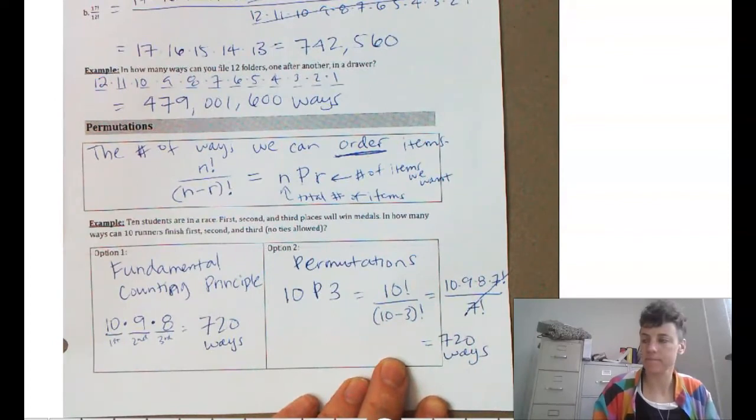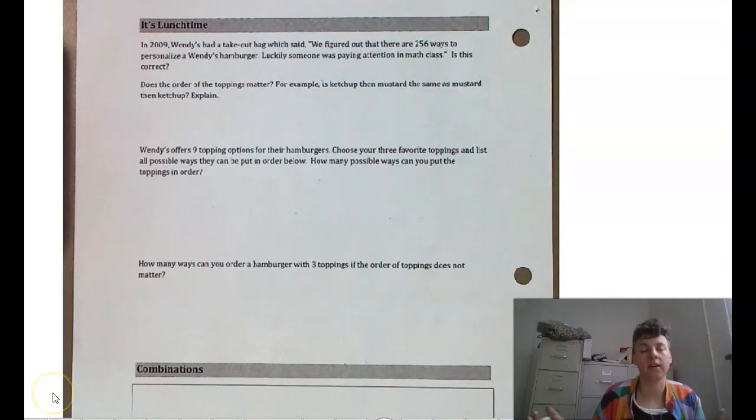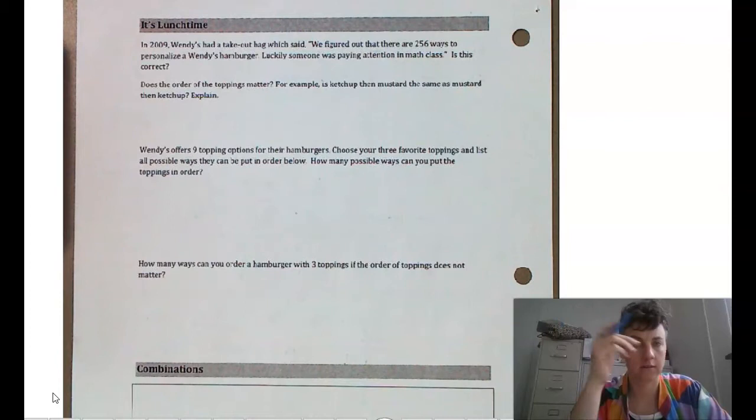Cool. Alright. Well, moving right along. Alright, so I had my coffee for breakfast. Now I'm hungry for lunch. Back in 2009, Wendy's had a takeout bag that said, "We figured out that there are 256 ways to personalize a Wendy's hamburger. Luckily, someone was paying attention in math class. Is this correct?" Well, let's think about it.